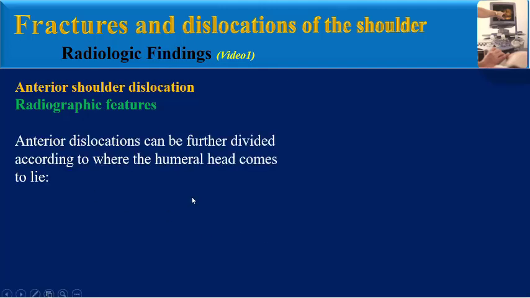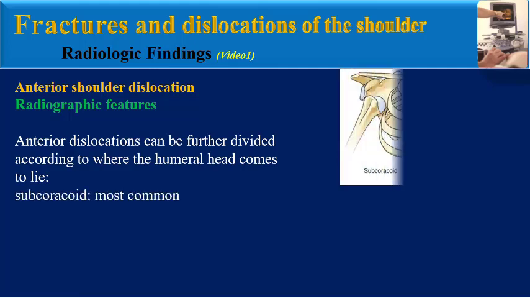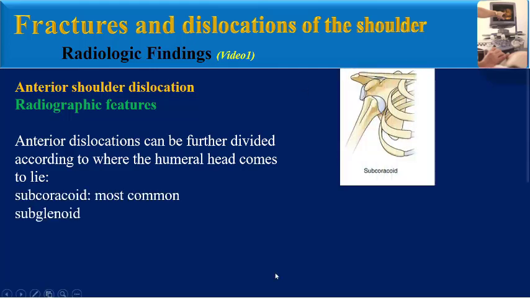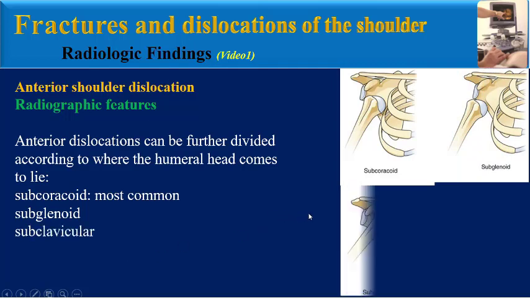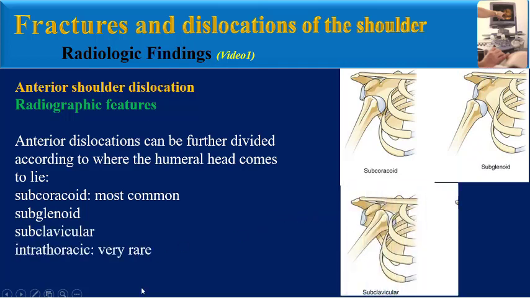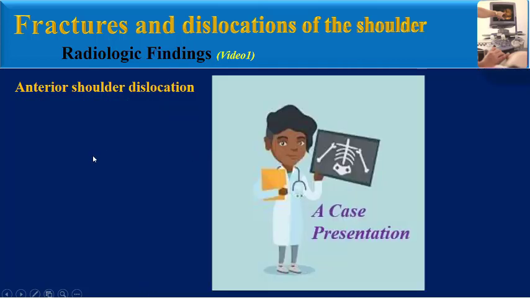Anterior shoulder dislocations can be further divided according to where the humeral head comes to lie. The most common type is subcoracoid, then subglenoid, subclavicular, and very rare intrathoracic. Now we will review a few teaching cases together.